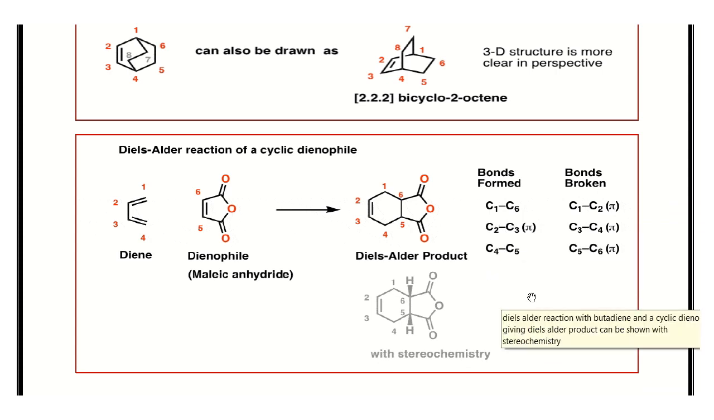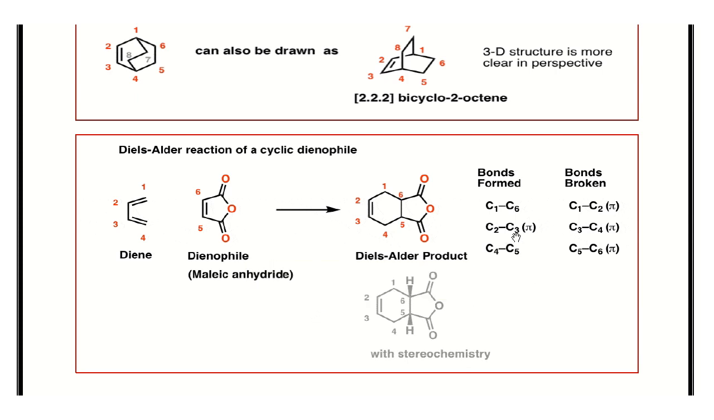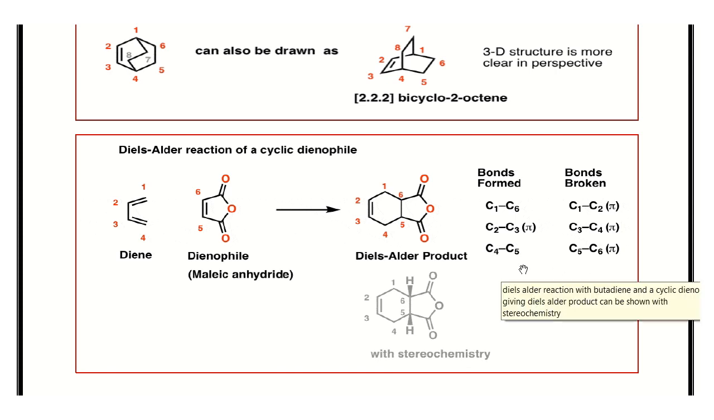Let's check that 3 pi bonds have been broken down. Between carbon number 1 and 2, we do not have any pi bond. Between 3 and 4, we do not have any pi bond either. And we do not have any pi bond between carbon number 5 and 6. Yes, the double bond is absent between carbon number 5 and 6.